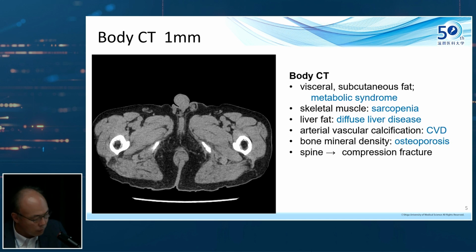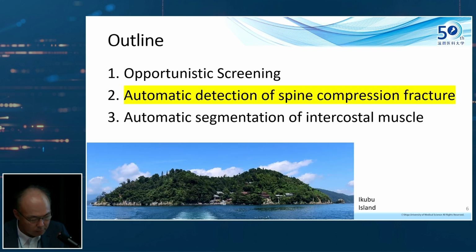And today my talk will be about the spine. It also includes the spine, and we can detect compression fractures in this screening or some clinical indication CT. We get more information from this CT. I will talk first about compression fracture.